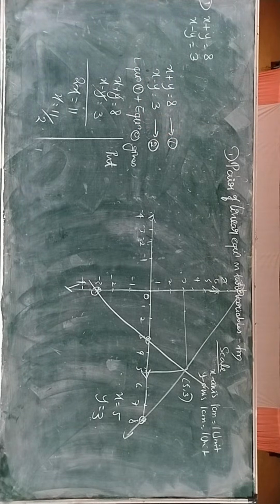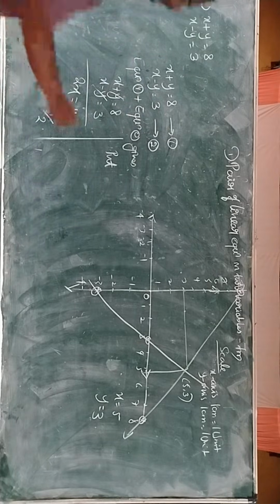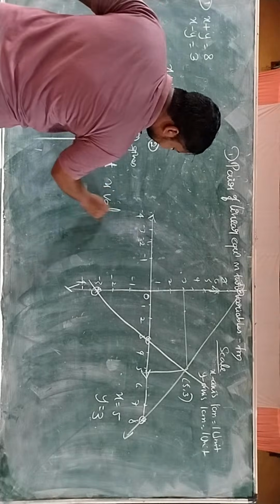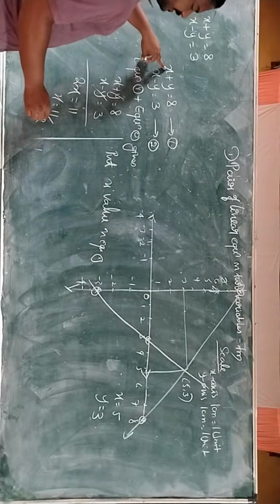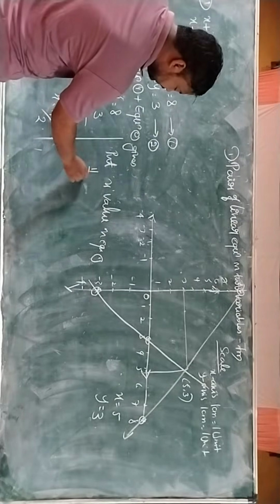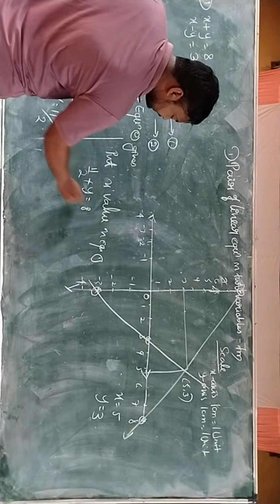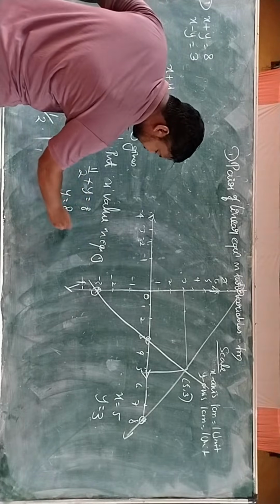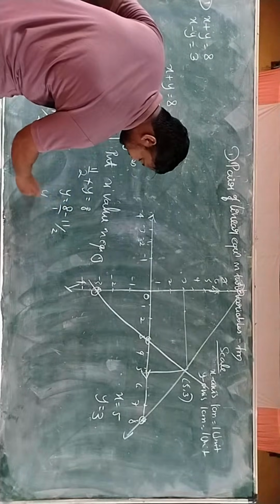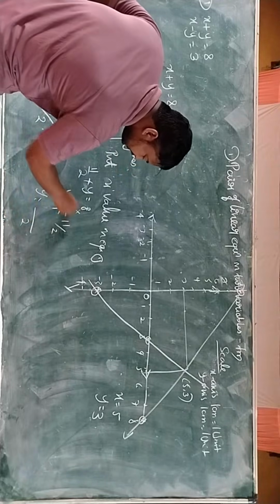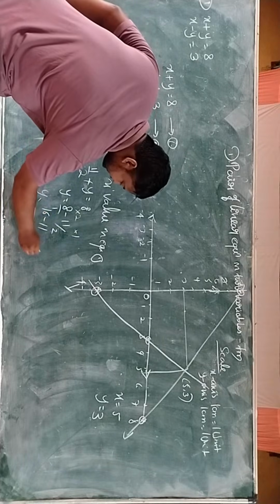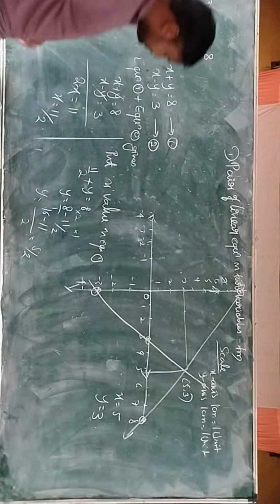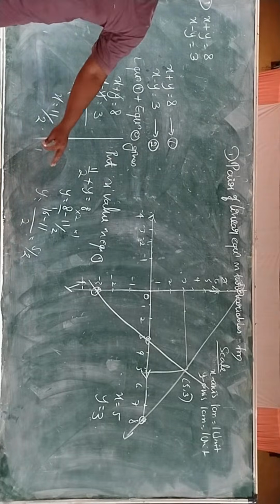Right? So similarly put x value in equation number 1, so you will get the value of y. In equation number 1, here x is 11 upon 2 plus y is equal to 8. y is equal to 8 minus 11 upon 2. So the LCM is 2. 1 2s are 2, 8 2s are 16, minus 11. 16 minus 11, 5 upon 2. So x is 11 upon 2 and y is 5 upon 2.